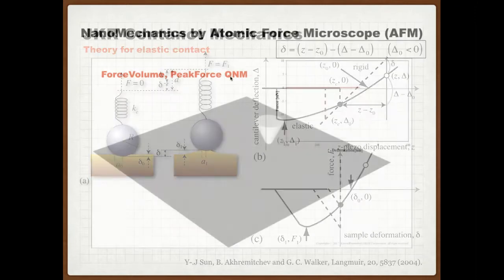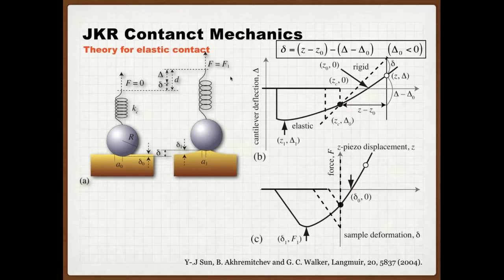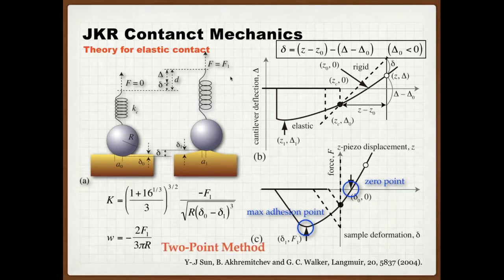For example, one possible way is to use JKR contact mechanics, although this is a theory for elastic contact, so it is not perfectly applicable to viscoelastic properties. But anyway, JKR contact mechanics is now available in Bruker software together with the conventional DMT contact mechanics. I will not go into the detail of the calculation procedures, but you can check the Bruker software by yourself.